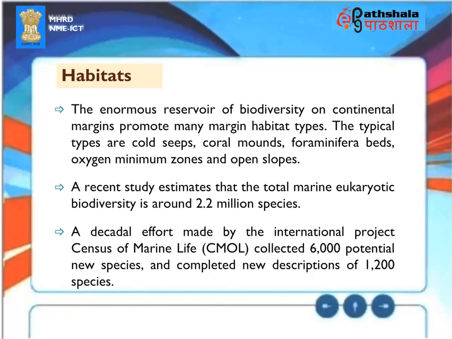habitats. The enormous reservoir of biodiversity on continental margins promotes many margin habitat types. The typical types are cold seeps, coral mounds, foraminifera beds, oxygen minimum zones, and open slopes. A recent study estimates that the total marine eukaryotic biodiversity is around 2.2 million species. A decadal effort made by the international project Census of Marine Life, CoML, collected 6,000 potential new species and completed new descriptions of 1,200 species.